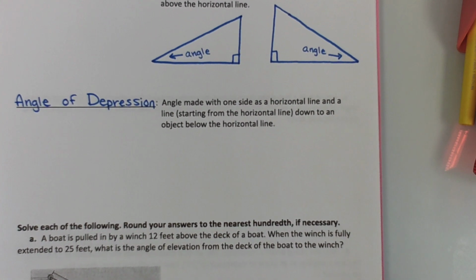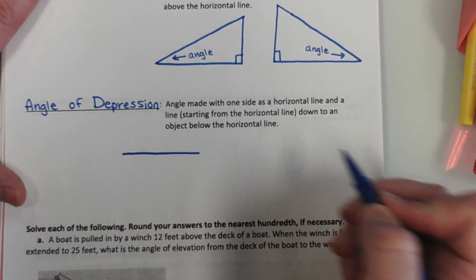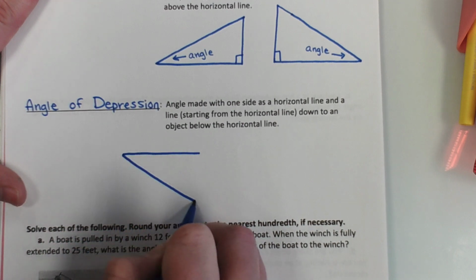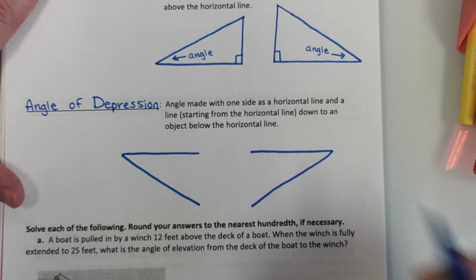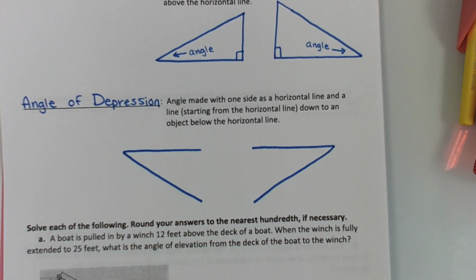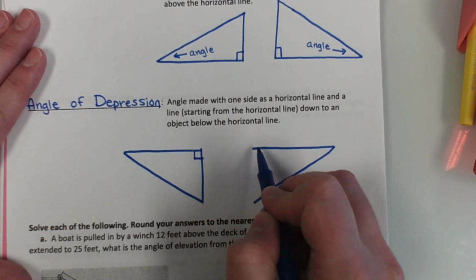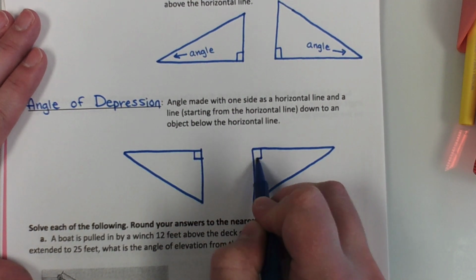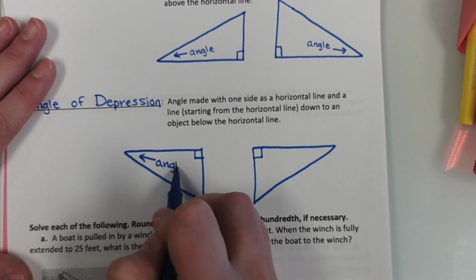If you come across one that talks about an angle of depression, by definition it is an angle made with a horizontal line going downwards. That's exactly right. Horizontal, and from either side it can go downwards. And in either case, we're creating right triangles. So, we close it off with a right angle next to the horizontal. That right there is the angle we're talking about in an angle of depression.